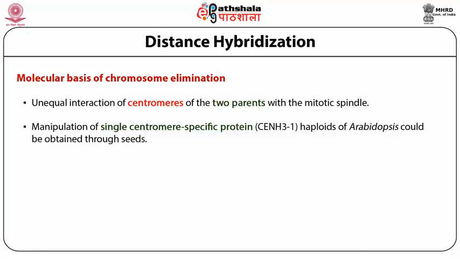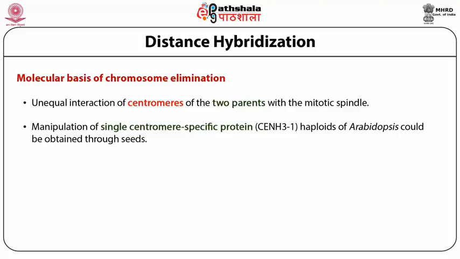Now, haploids have a single set of chromosomes. Whichever way you produce them, whether by androgenesis, gynogenesis, or distant hybridization, they have one set of chromosomes. And therefore, they are not fertile plants, because meiosis is not normal, because of the lack of homologous chromosomes.